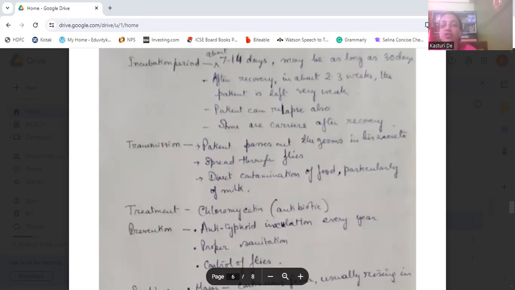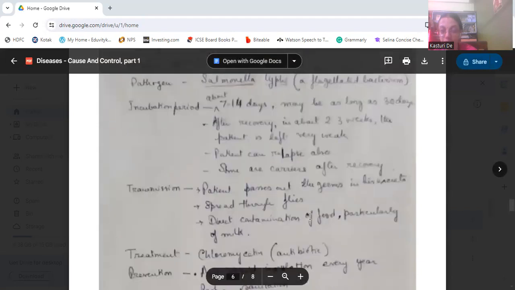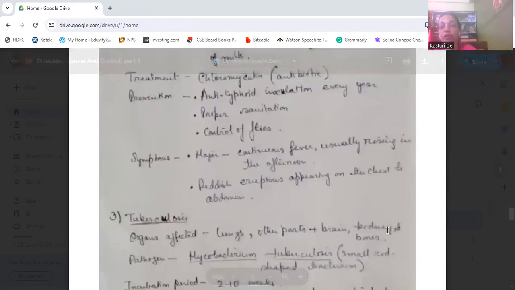Now, what is the treatment? An antibiotic is given, that is chloromycetin, and prevention is anti-typhoid inoculation every year, proper sanitation, and control of the flies. The major symptom of typhoid is continuous fever, usually rising in the afternoon, and reddish eruptions appearing on the chest and the abdomen.